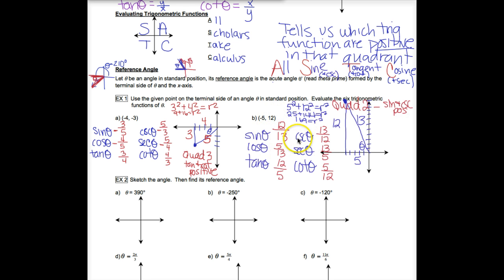So sine, cosecant positive, the rest of them are negative. And now I am done.